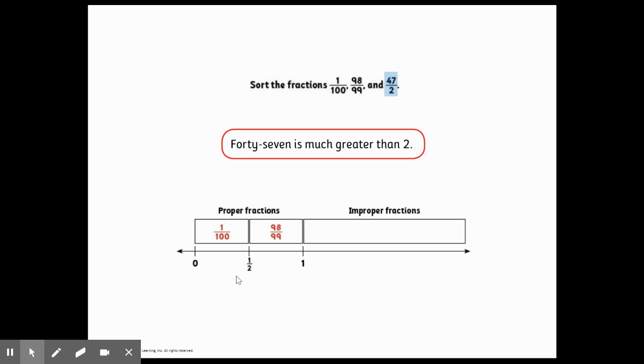Finally, let's consider the fraction 47 out of 2. The numerator is much greater than the denominator, 2. So this fraction is an improper fraction. Let's look at another example of sorting fractions. First, we'll identify all of the proper fractions.